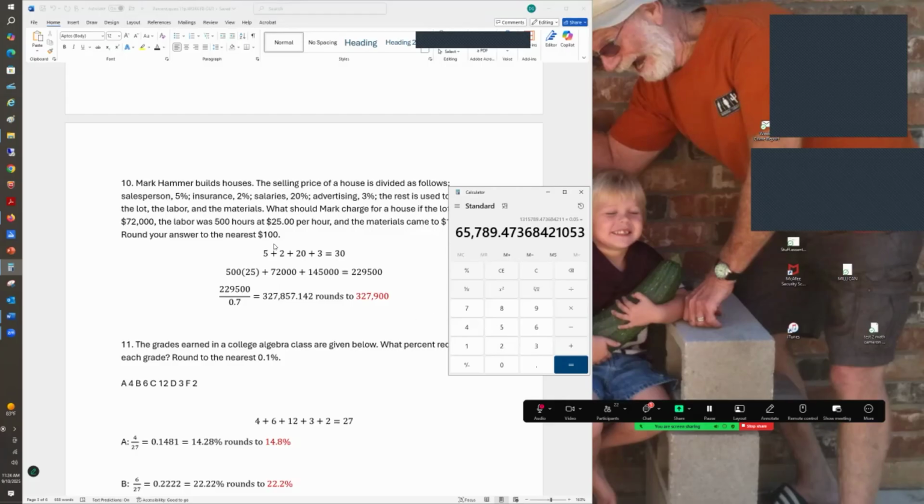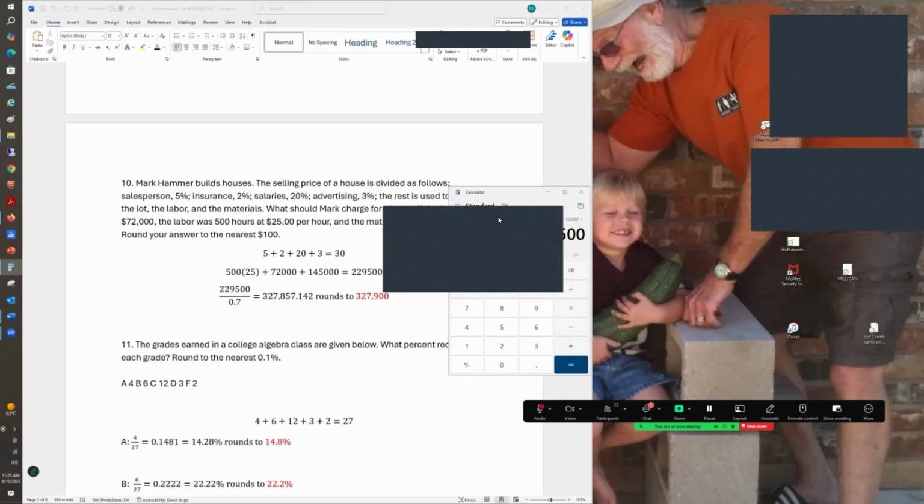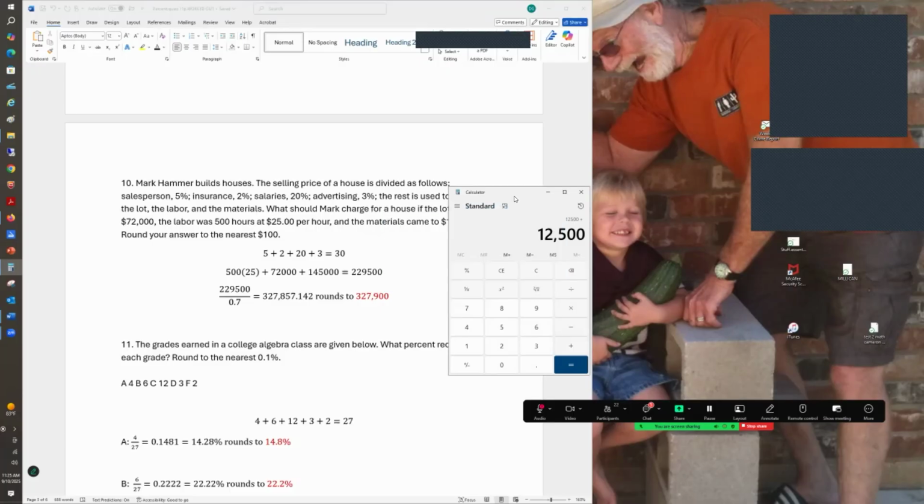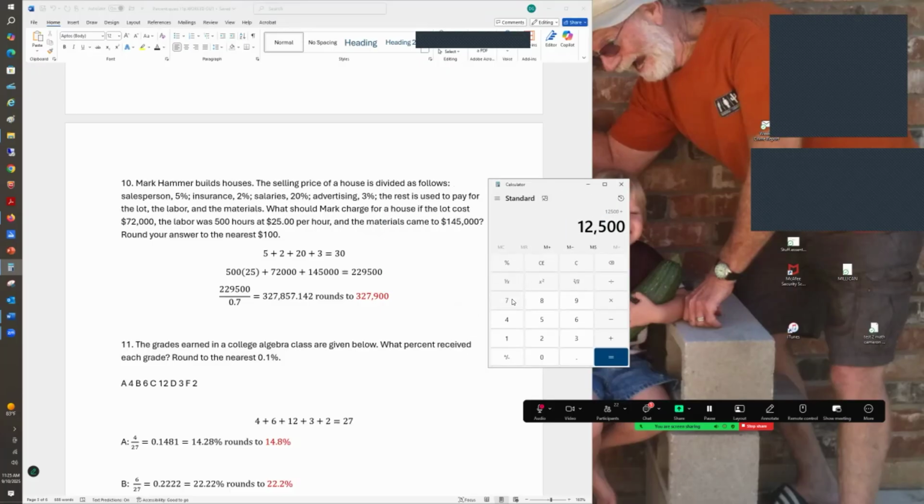So it doesn't do it in order. So I'm going to say, well, how much is the labor? 500 hours times 25 bucks an hour. That's equal to that. Then I'm going to add the lot, 72,000, and the materials, 145,000. And you've got to look at each number before you hit the next key. That's $229,500. And that is the lot, labor, materials.